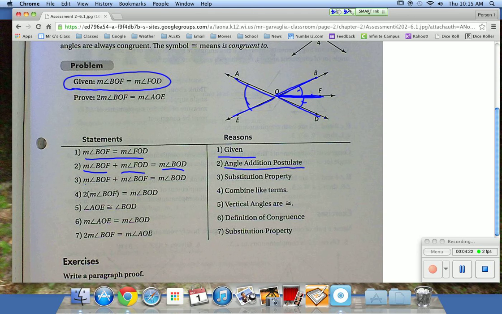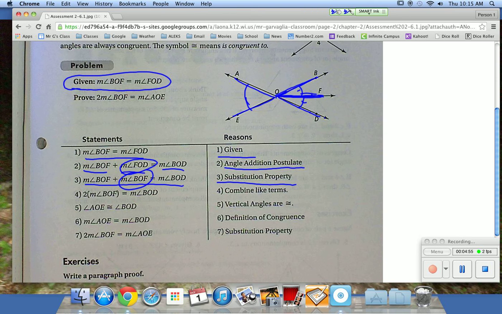Now, BOF plus BOF equals BOD, right? BOF plus BOF equals BOD. Why can we say that? It's through the substitution property. We're substituting in. Why? Because BOF, look at this, BOF equals FOD, right? So let's substitute in for FOD right here, BOF.